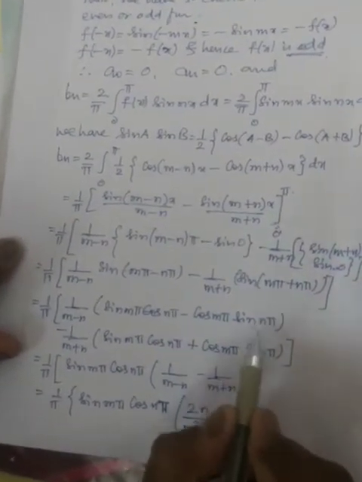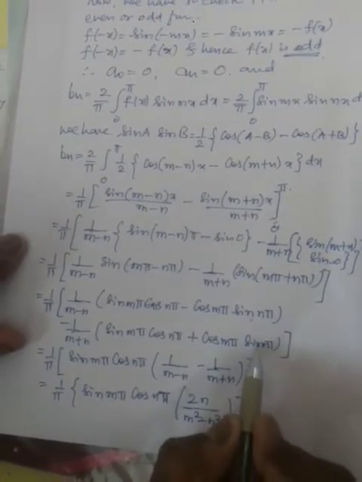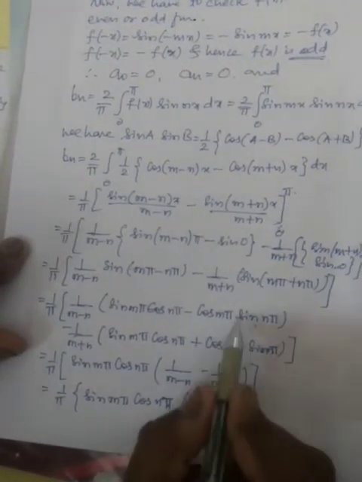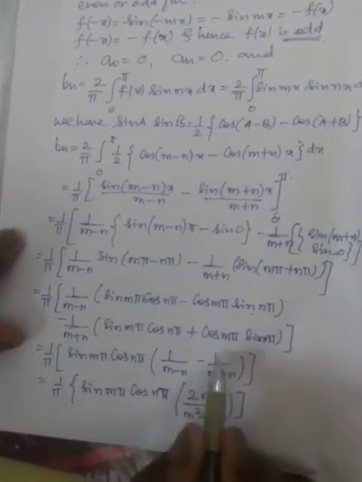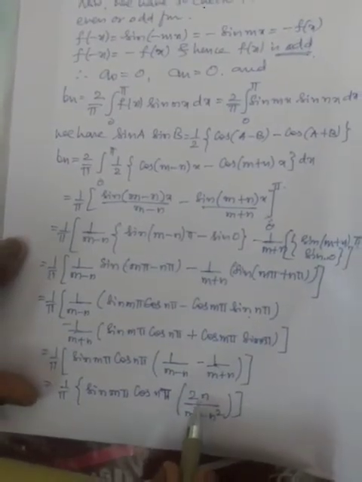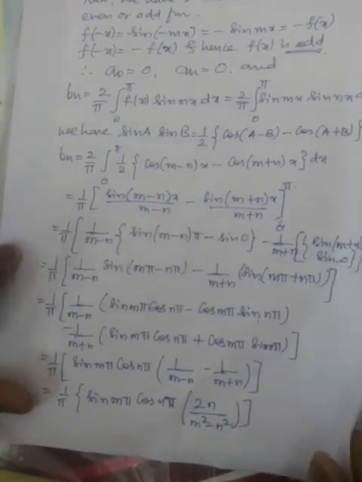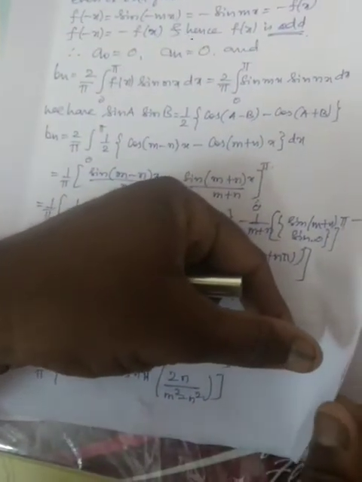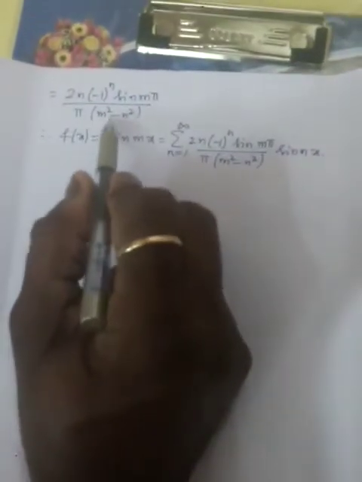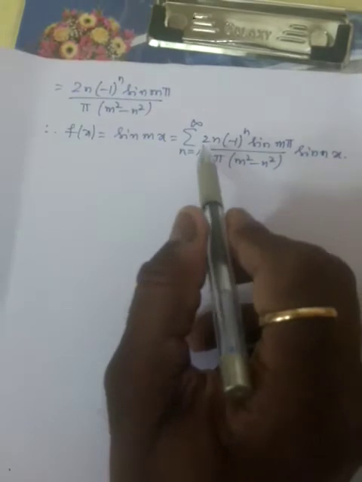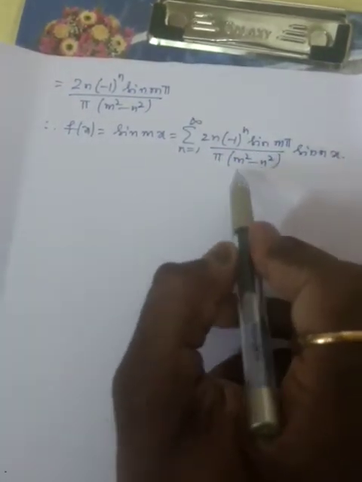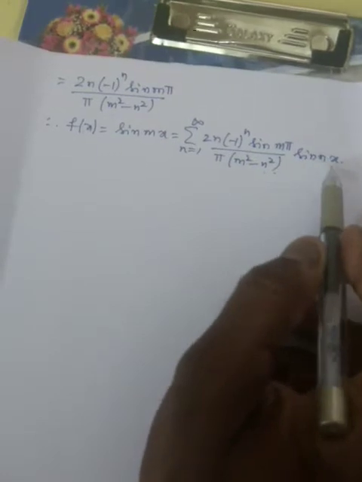Here, sin n pi will be 0. Again sin n pi will be 0 in the second term. Therefore the second and fourth terms get cancelled, leaving behind the first and third terms. Taking the common term 1 upon m minus n minus 1 upon m plus n, and taking the LCM, it reduces to 2n upon m square minus n square. Therefore this term will be 2n into minus 1 raised to n, sin m pi upon pi into m square minus n square. Hence the total solution is the summation from n equal to 1 to infinity of 2n into minus 1 raised to n, sin m pi upon pi into m square minus n square, into sin nx.